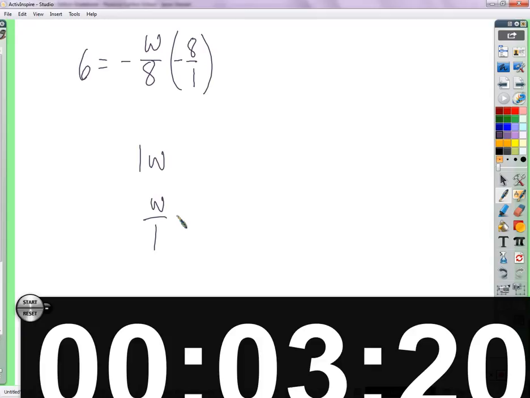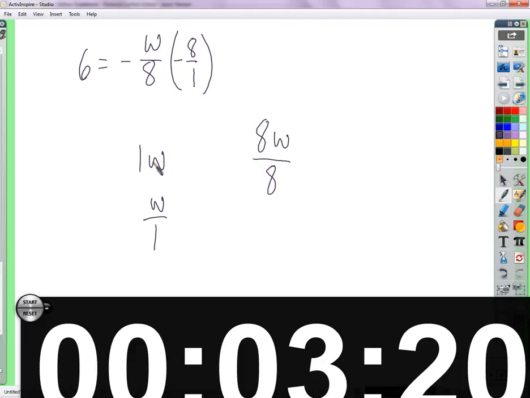So we got 2 fractions here. How do we multiply fractions? Straight across. What's w times 8? 8w. What's 8 times 1? 8. We got an 8 down here. 8w over 8. Is this good? Yeah. What is 8w over 8? What's 8 divided by 8? 1. We got 1w.